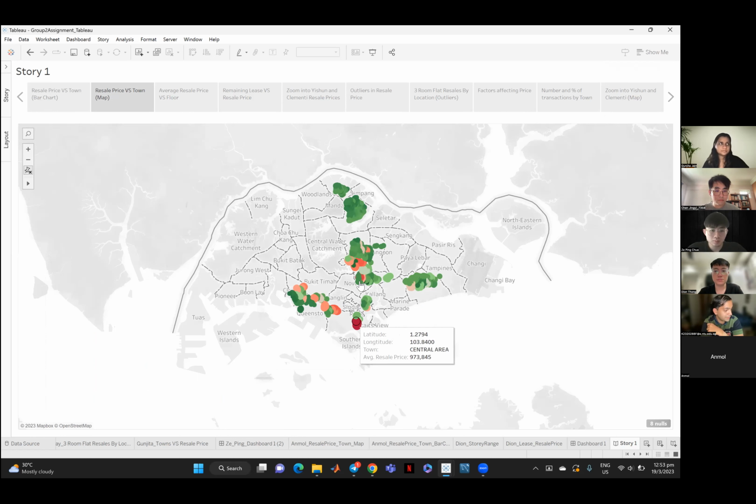So for example, I can see that generally the central areas, which are highlighted in red, are the more popular locations. So as a prospective buyer, if I'm looking to cut costs, I know that these are some areas that I will want to avoid because resale prices tend to be higher here.